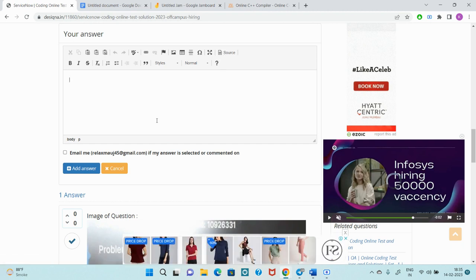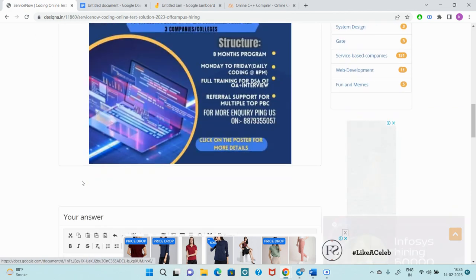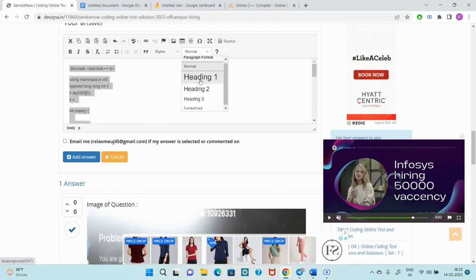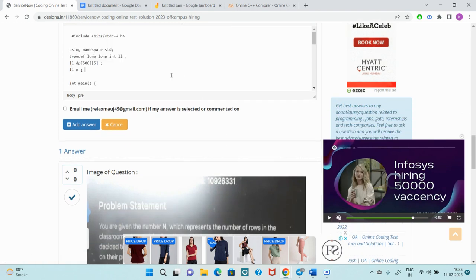Let me paste the code here. Control V, and let me change it to formatted. I changed it to formatted.